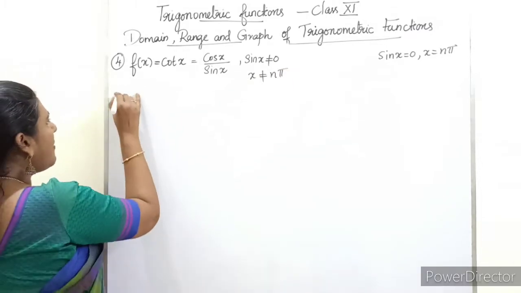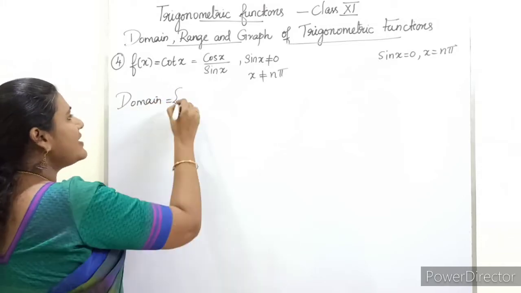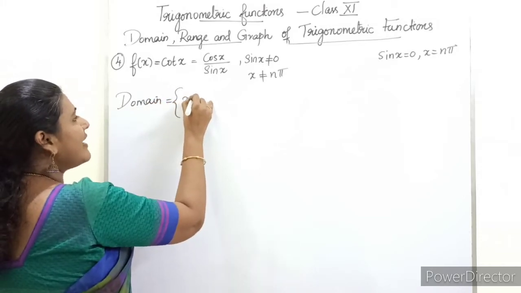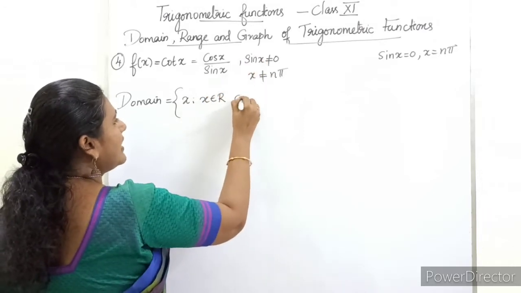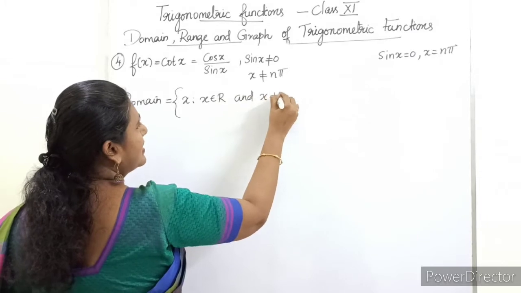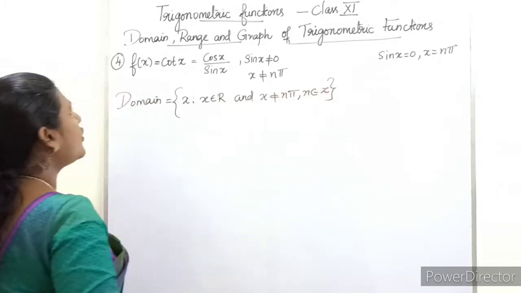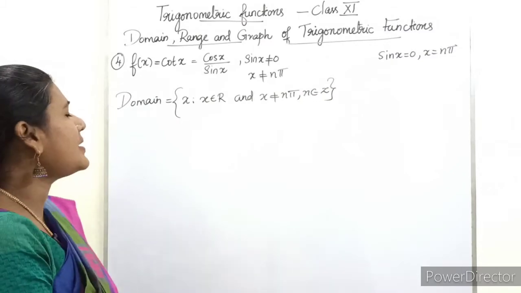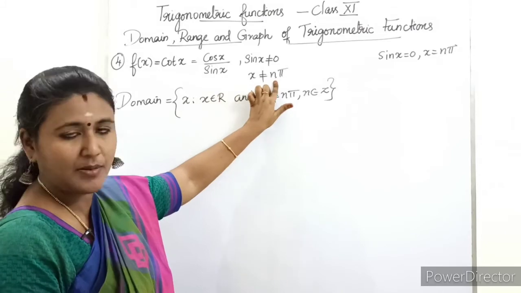So the domain of this function cot x, we can write: x can take all the values of R except integral multiples of pi, where n belongs to Z. So this is the domain of cot x. This denominator cannot be 0, so x should not be an integral multiple of pi.